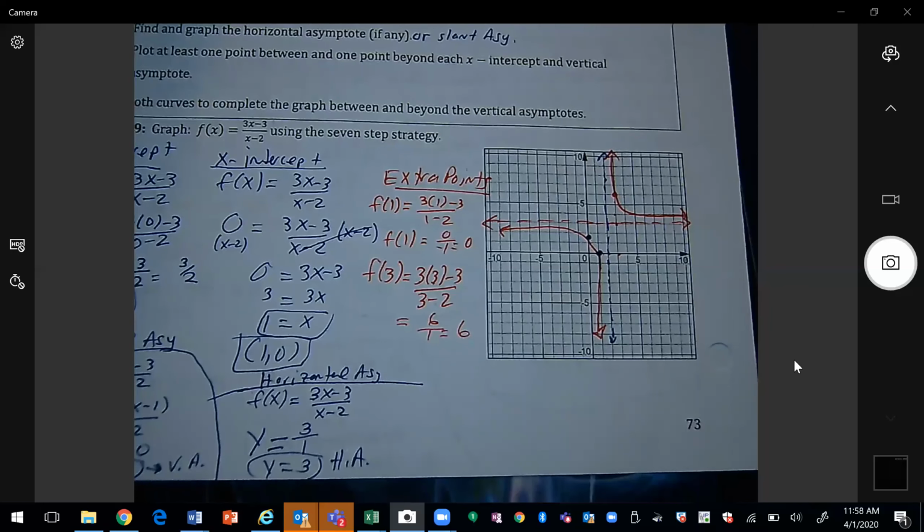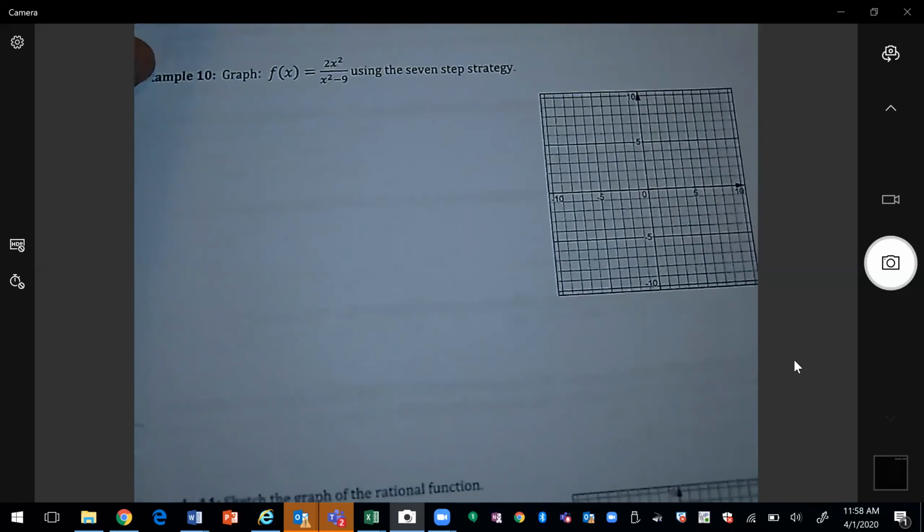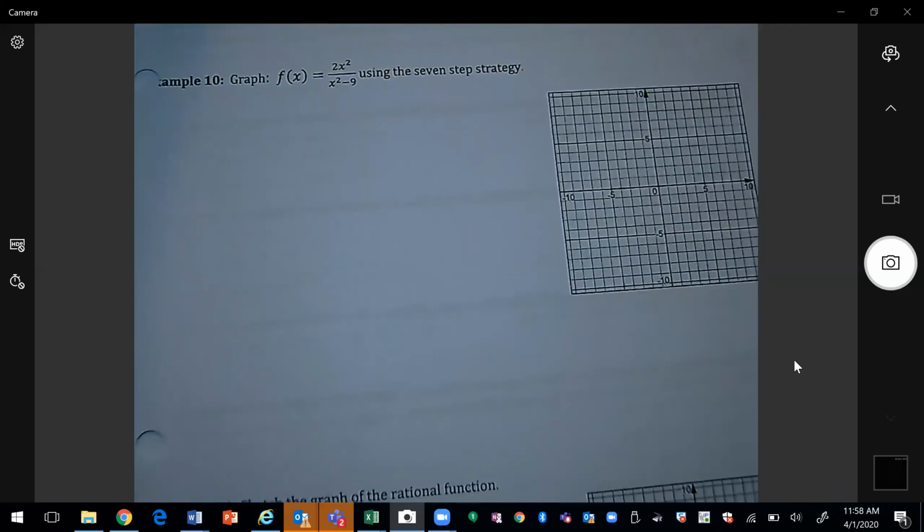Let me check the time. So I probably could do one more example so that we stay within our time. So let me see which one is a little bit harder. That way I can do the harder one. Let's see. Let me work on number 10. We can do that one. This one doesn't give us a lot of points.